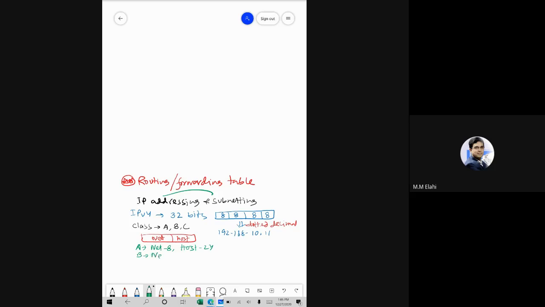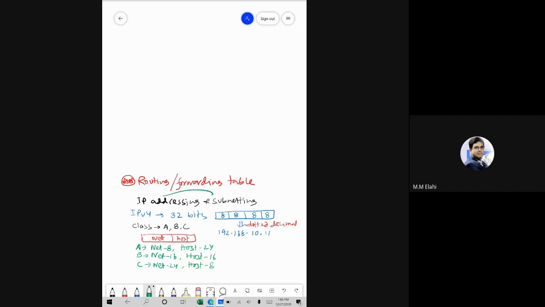For class B, the network part is 16 bits and the host part is 16 bits, so the total will always be 32 bits. For class C, the network part will have 24 bits and the host part will have 8 bits. Definitely there is a trade-off between the number of possible networks and the number of hosts within a network. If you increase the number of bits in the network part, you can create more networks, but fewer hosts within a particular network.